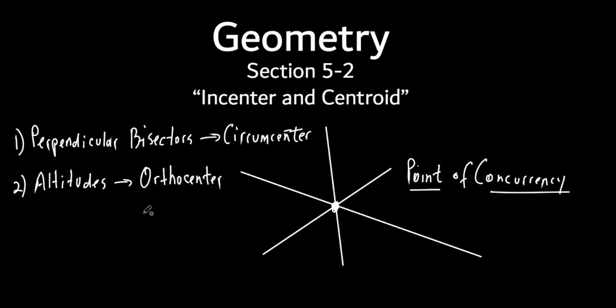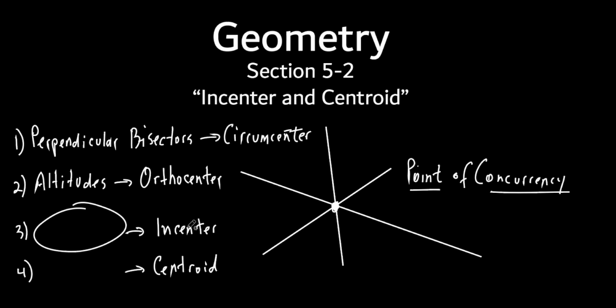Okay? So now, what we're going to do, at the end of this, we're going to have a 3, and we're going to have a 4, and this is going to go to what? Incenter. And this one is going to go to centroid. Problem is, I don't know what you do to the triangle to get the incenter. I don't know what we do to get to the centroid, but that's what we're going to learn today. Does that make sense? All right, let's move on.